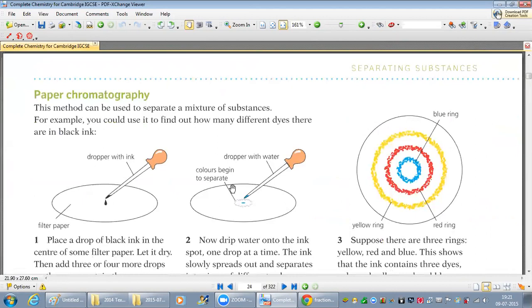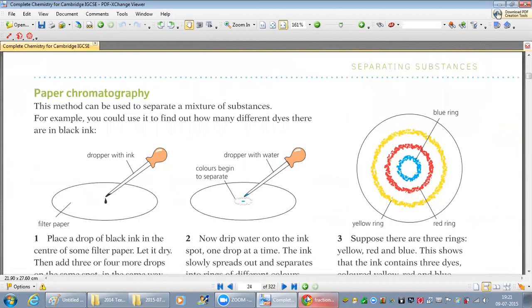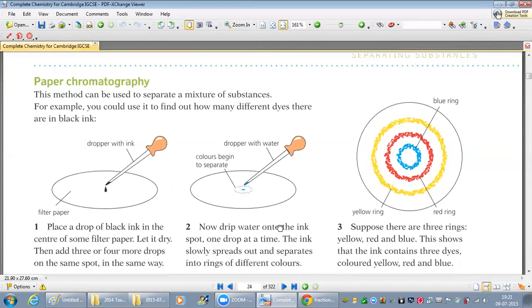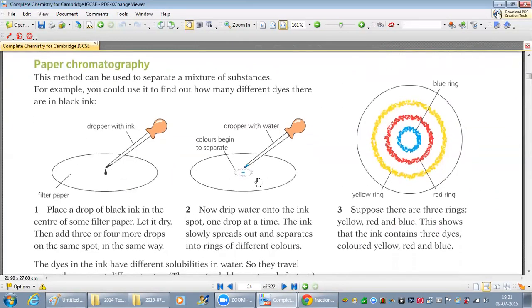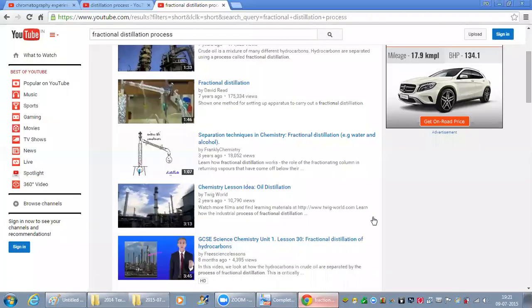Next part is chromatography. This is paper chromatography. You just put one drop and then the different parts of the mixture of that liquid will just move in circles outwardly, and then you are going to get different rings, different substances will get separated. I'm just going to show you an experiment on chromatography as well.